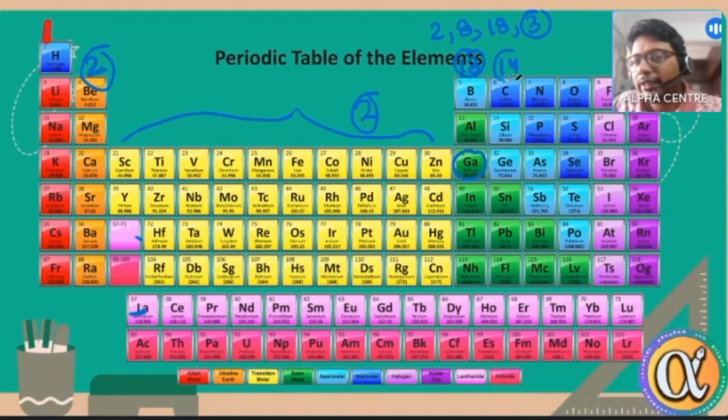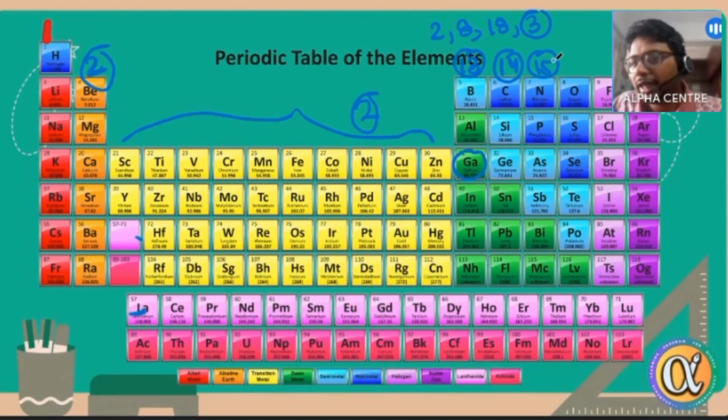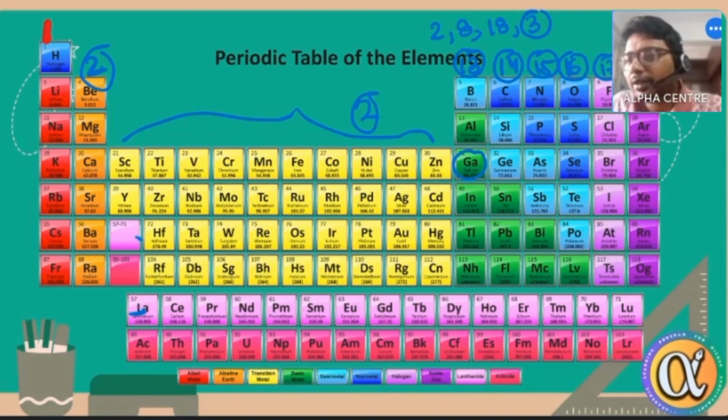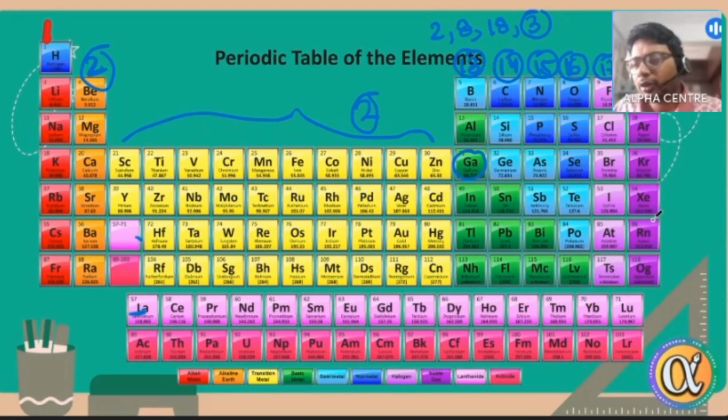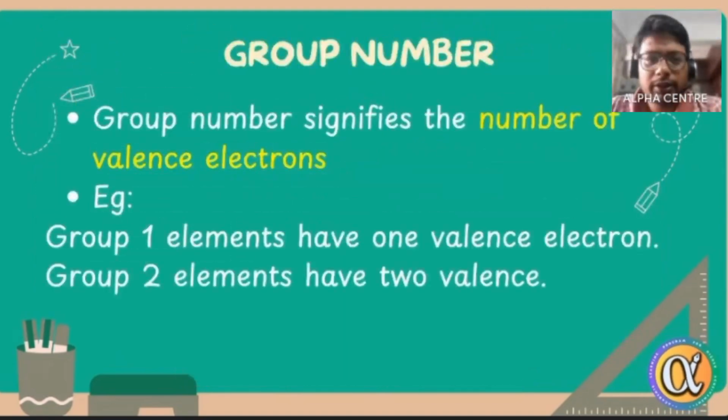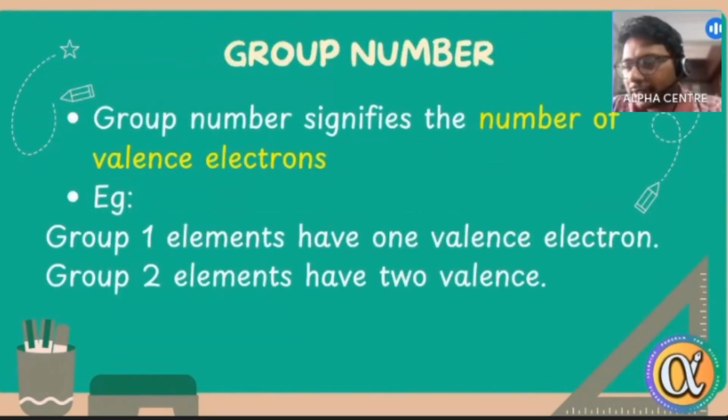Group 14 will have 4 valence electrons similarly. Group 15 will have 5, group 16 will have 6, group 17 will have 7, and group 18 has 8 valence electrons. Obviously with the exception of helium, which has only 2. From neon onwards, they have 8 valence electrons. Is this clear? So group number signifies the number of valence electrons, but it is not always equal to the valence electrons.